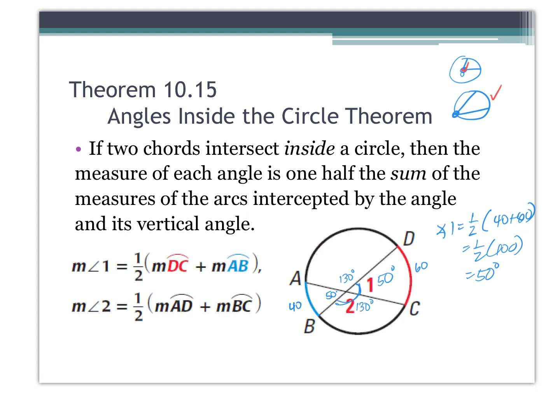But again, basically half of the sum is the average. So 40 plus 60 adds up to 100. 100 divided by 2 is the same as times a half. So it's the average of the arcs.